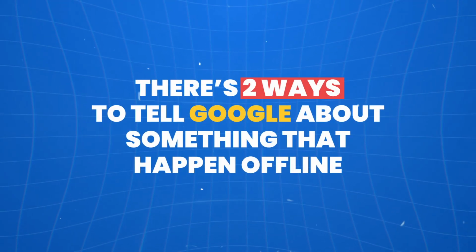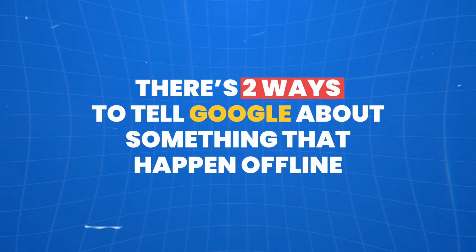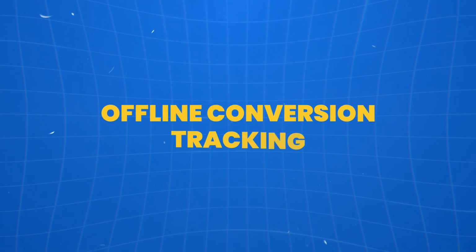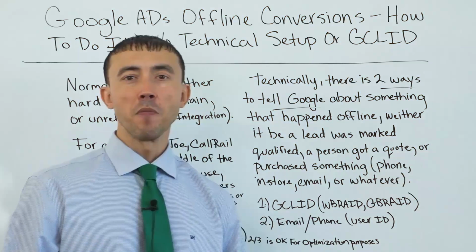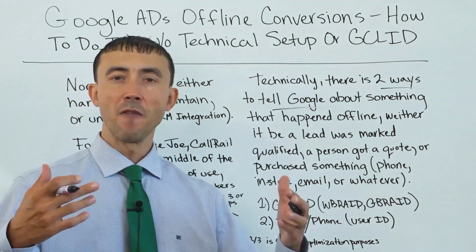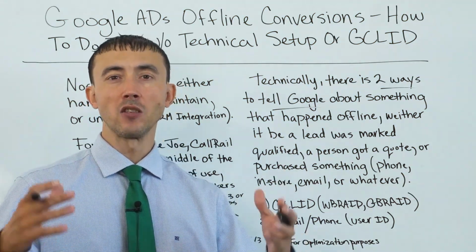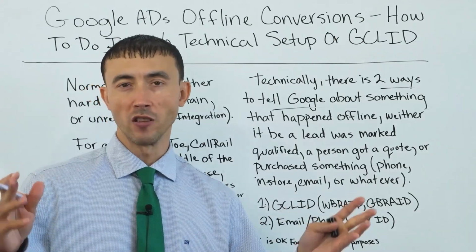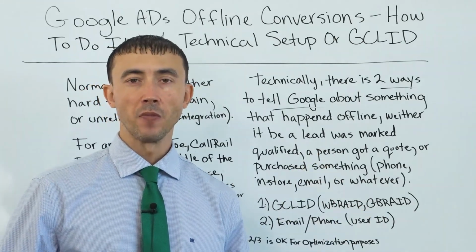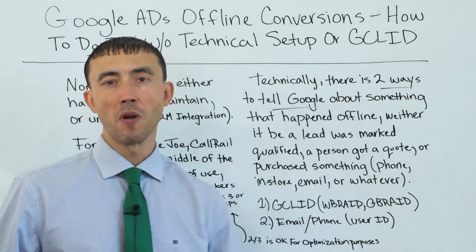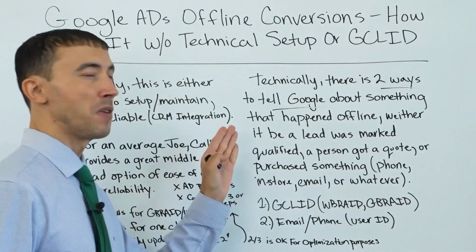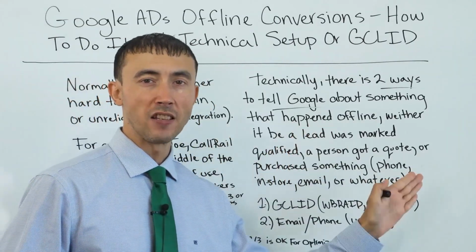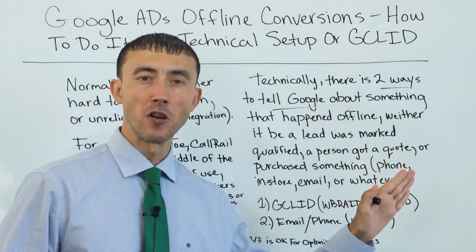Technically, there's 2 ways to tell Google about something that's happened offline. They call it offline conversion tracking because you're tracking stuff that happened offline. Some people get confused by that term. If something happened on your website, you could track this with online conversion tracking, though technically nobody calls it that. Whereas if something happens not on your website, it's tracked through offline conversion tracking, which has multiple use cases and ways to make money.